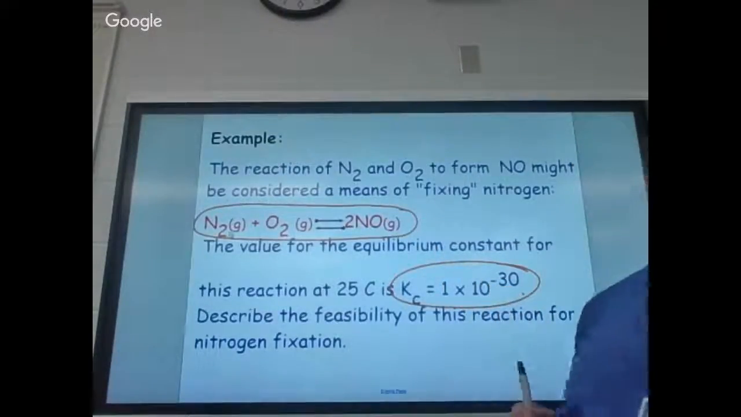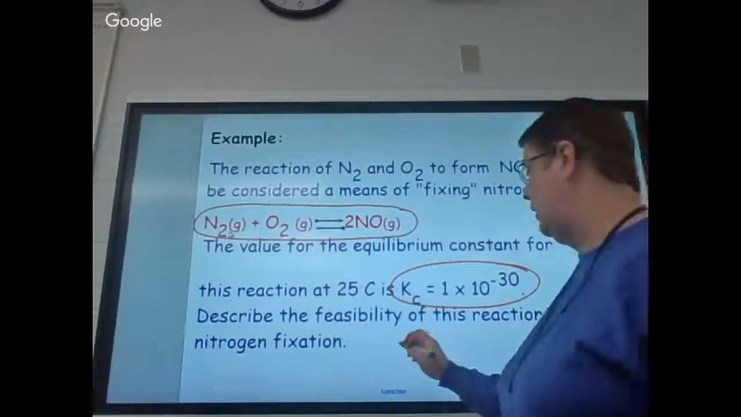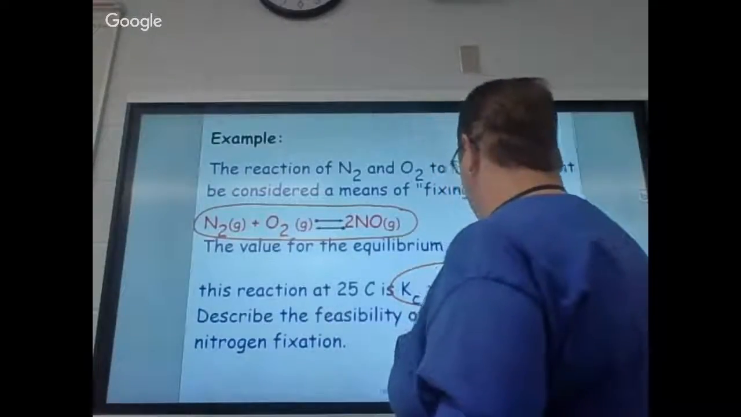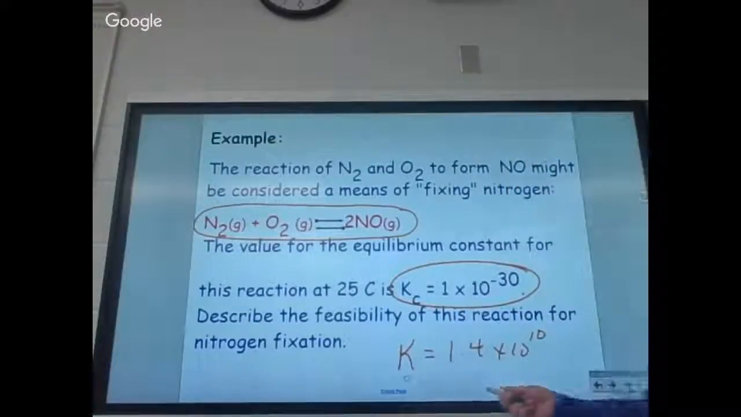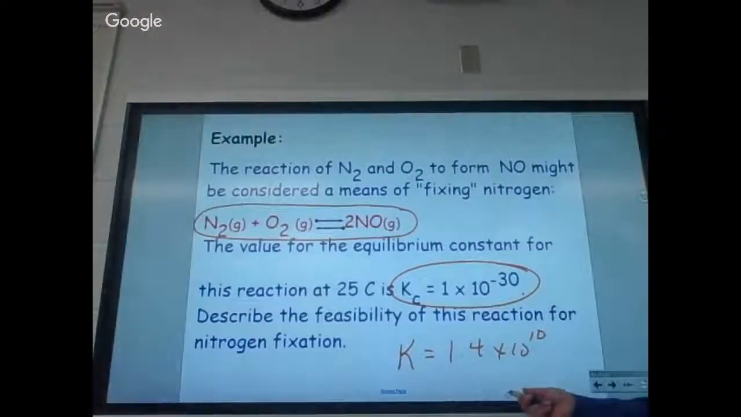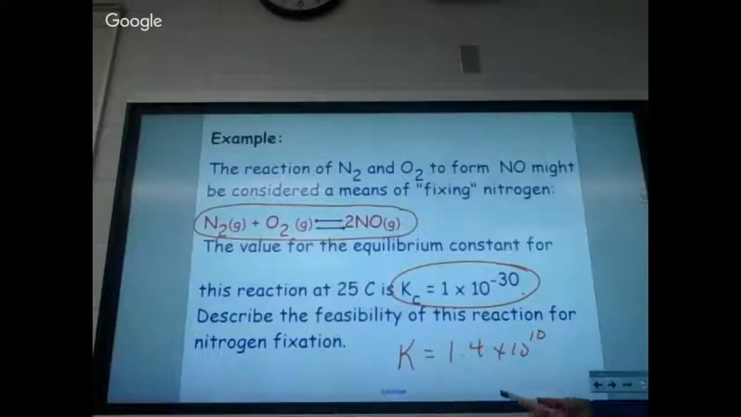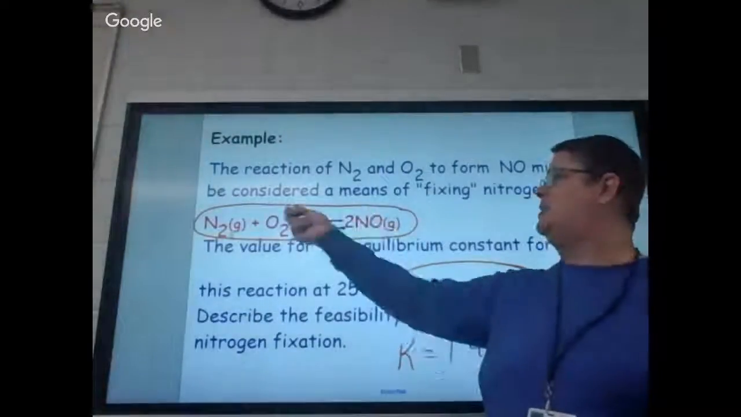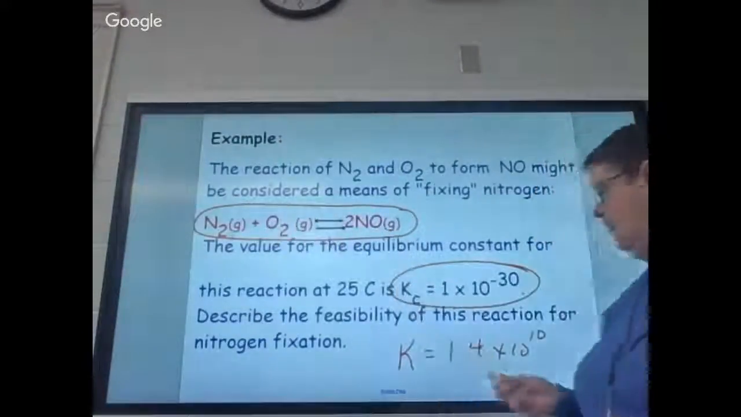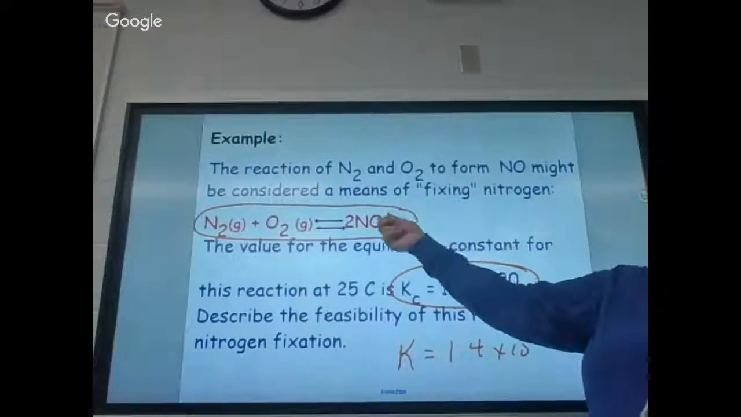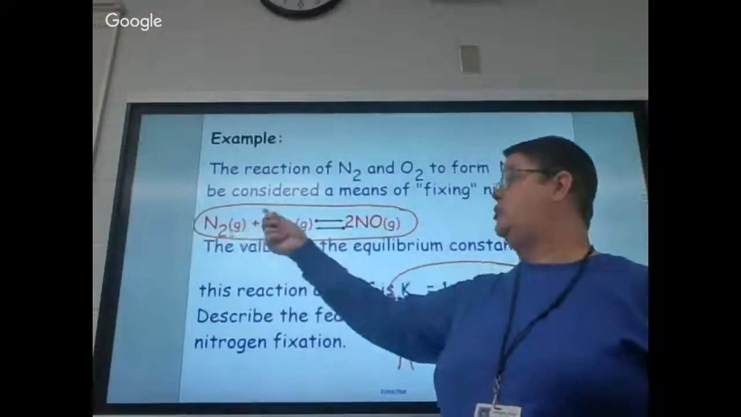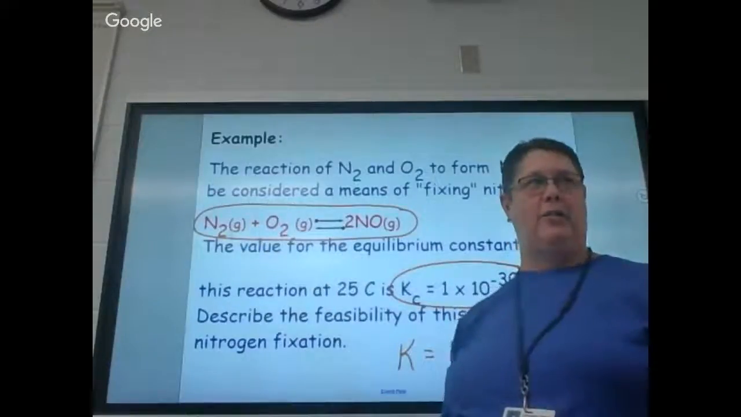Now, if you had what we had in the question we just calculated, if K was 1.4 times 10 to the 10th, what could you tell me about this K? It's more than 1. It's much greater than 1. So what would we have lots of in this equation if this was our K? We'd have lots of products. We'd have lots of NO and very little N2 and O2. Does that make a little bit of sense?